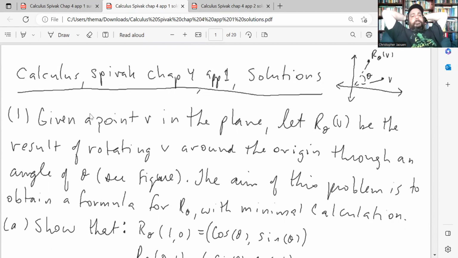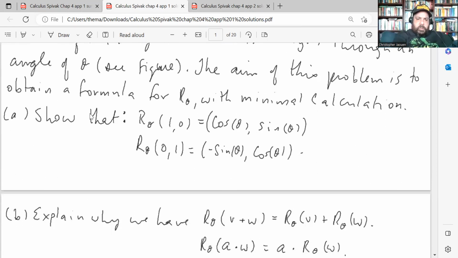Question 1 says, given a point v in the plane, let r sub theta of v be the result of rotating v around the origin through an angle of theta. And he says, see the figure. I think, where did I draw the picture?